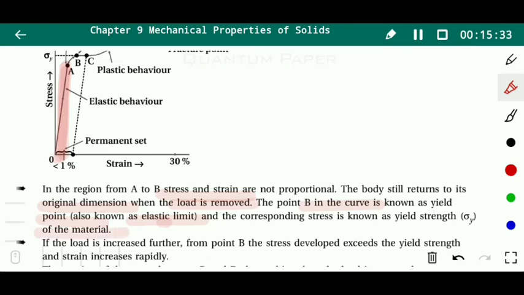So the point B, what will we call it? That is sigma y, the yield strength. Okay. And point B is nothing but the yield point.